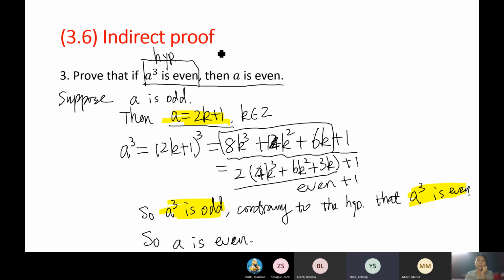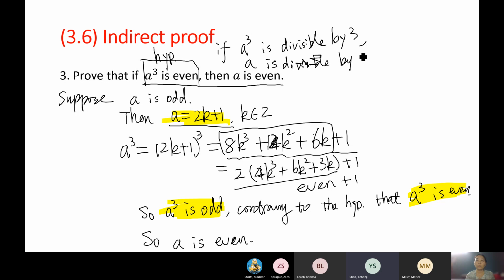But what if I give you something like this? If A cubed is divisible by 3, and ask you to prove A is divisible by 3. Again, you will still do an indirect proof. Say, okay, suppose A is not divisible by 3. So you're going to negate that: 3 doesn't go into A. Well, if 3 doesn't go into A, what kind of number is A? When you say A is not even, it has to be odd, right? Because with even and odd, there are only 2 cases.